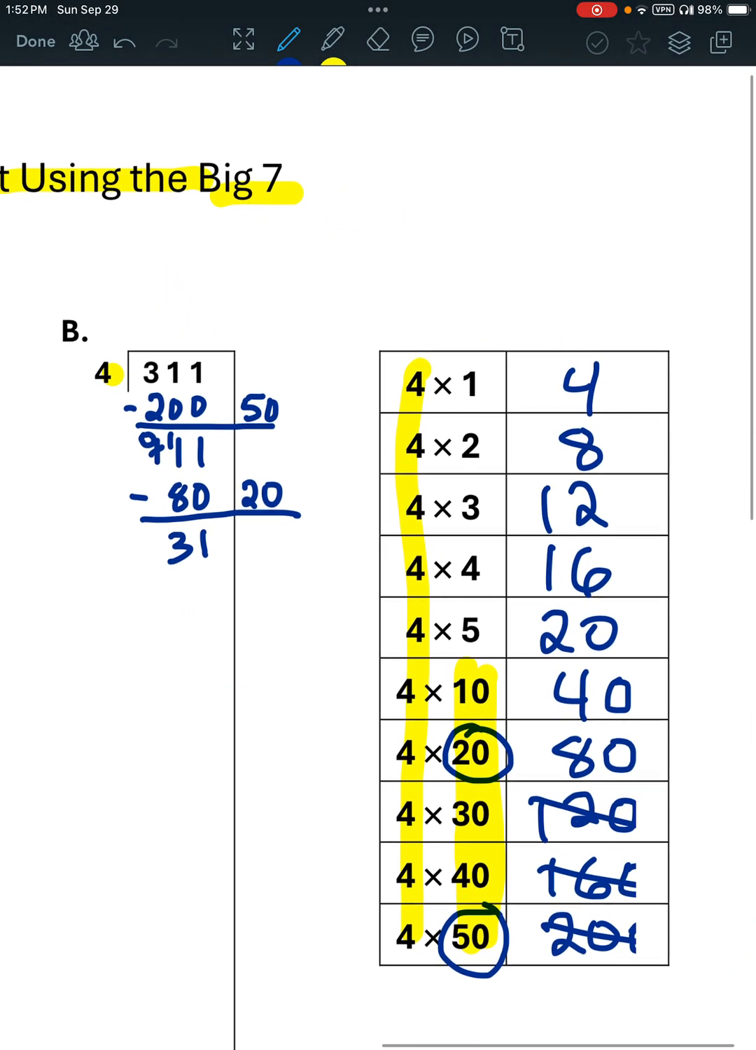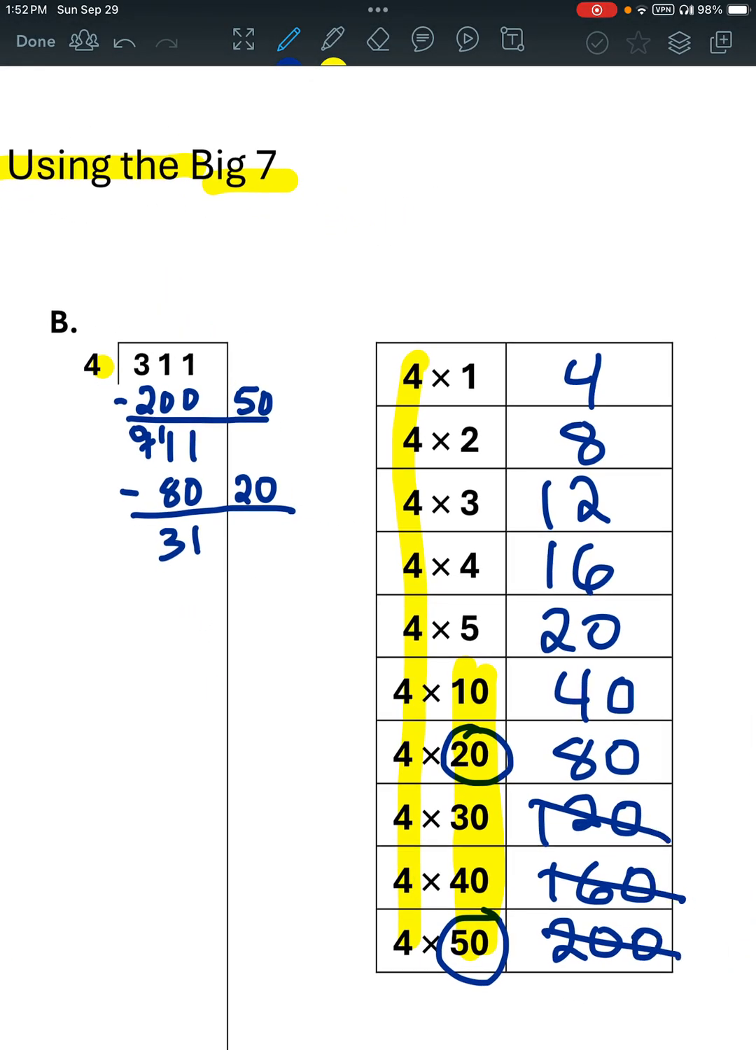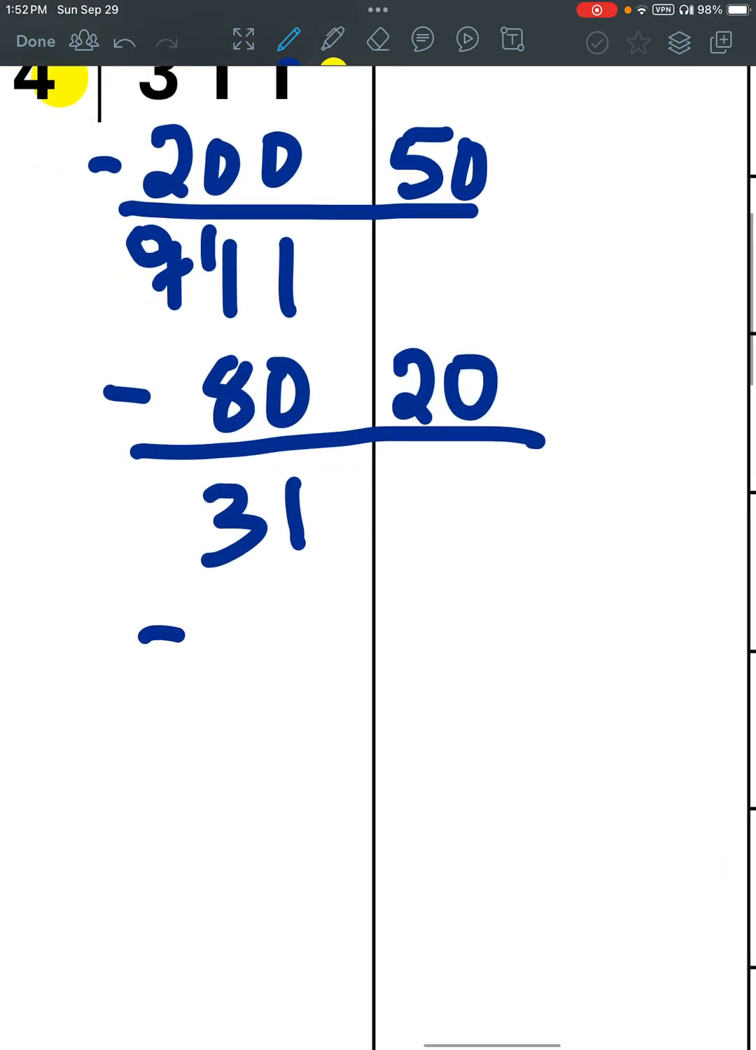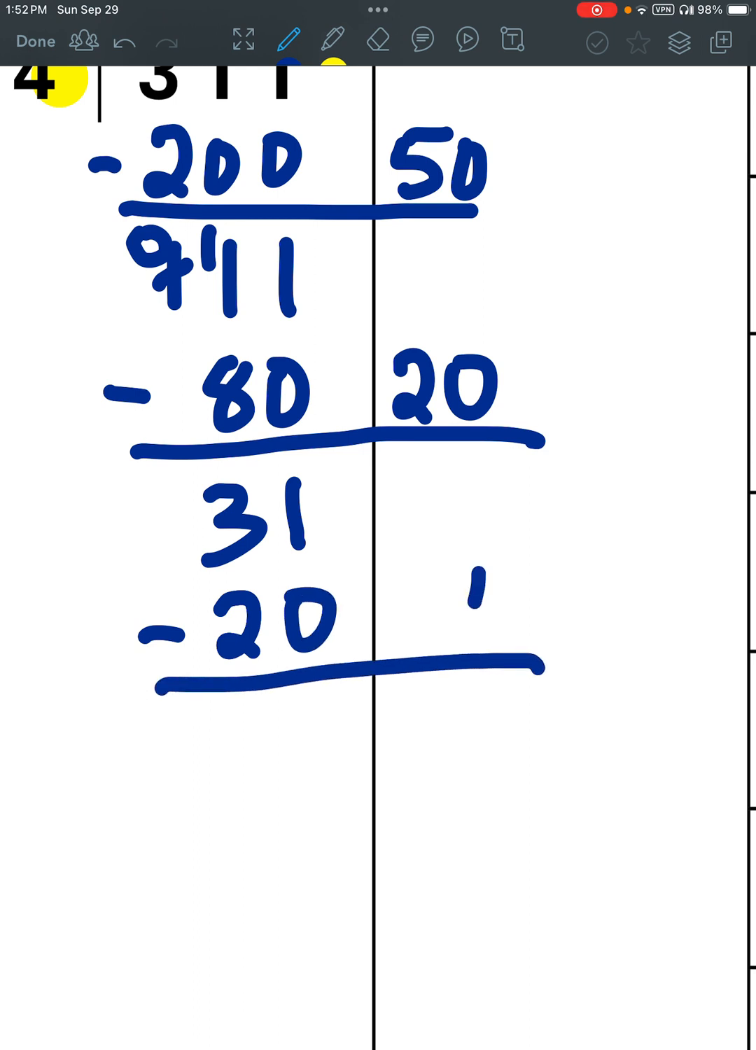I'm looking for the biggest number I can subtract. 80 and 40 are too big. 20 is something I can use, so I'll circle the 5. I'm going to subtract 20. I'm going to stack my 5 in the ones place. My answer to subtraction, 1 minus 0, 3 minus 2, 11.